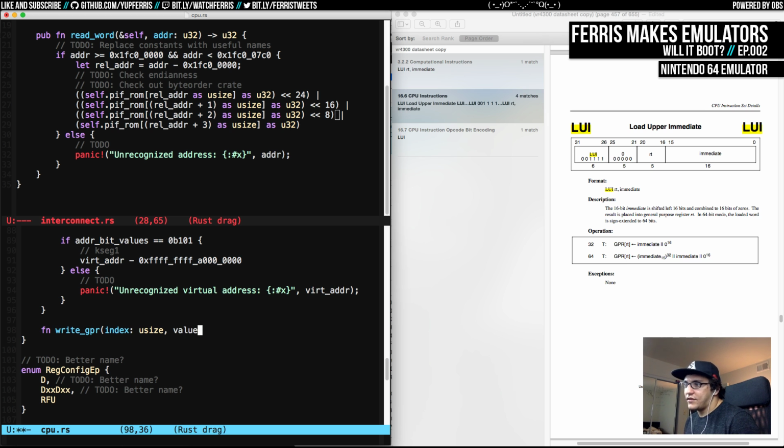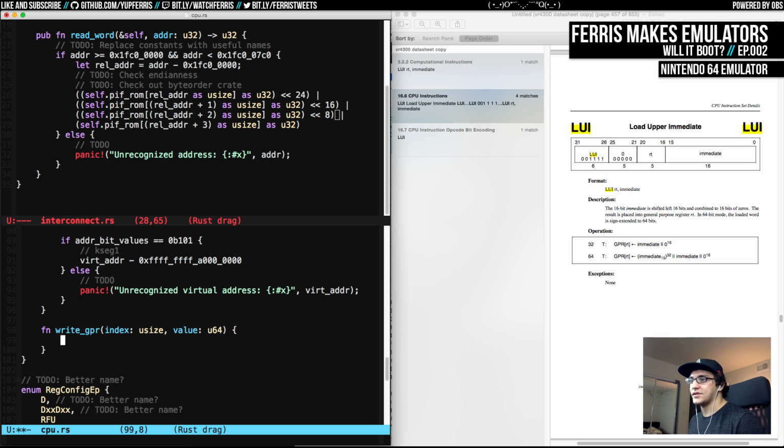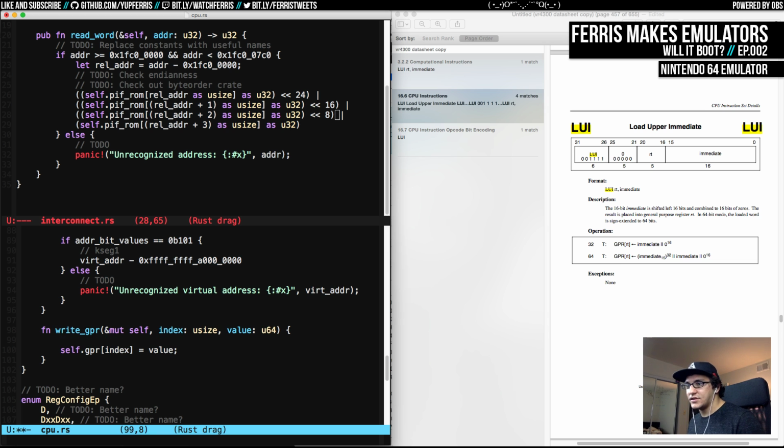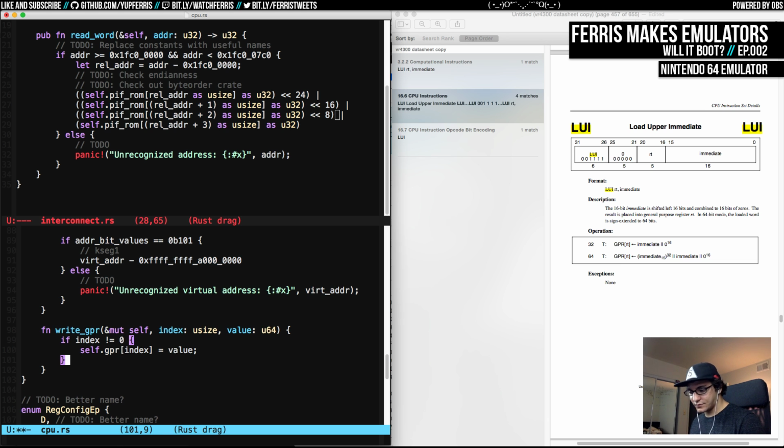The index, and then we're going to do the value, which is going to be U64 because the general purpose registers are 64-bit. And then we're just going to do self. Oh, whoops! We need a mutable reference to our self. Self.gpr indexed with index is value. And the reason why I made this a function and didn't inline that is because we do have a special case. If we remember from yesterday, the first general purpose register will always have the value 0. So what I actually want to do is if index is not 0, then we'll do this. That's why I made that a function.